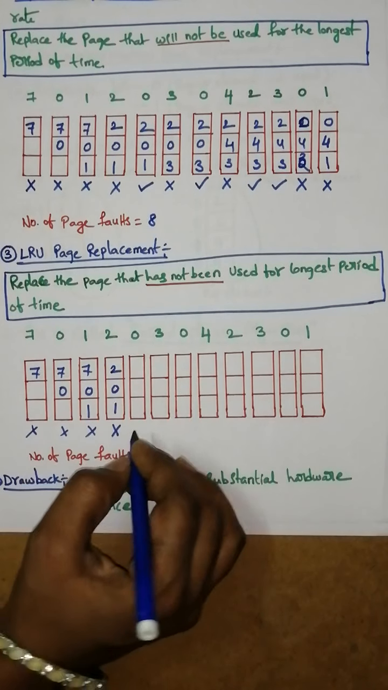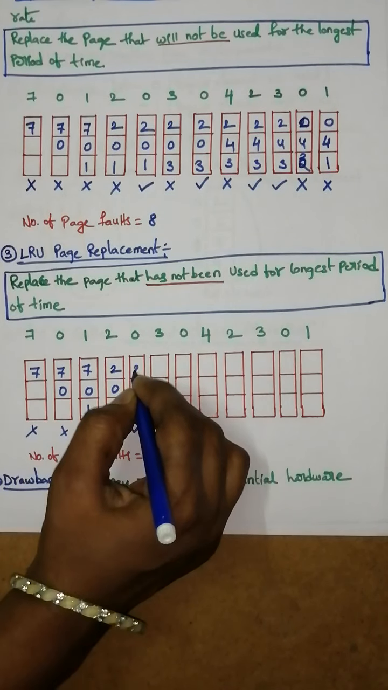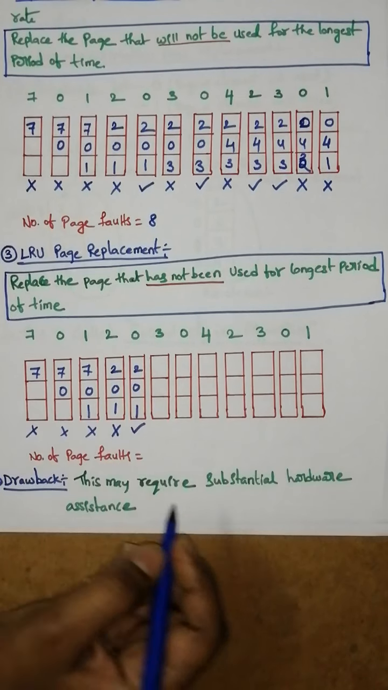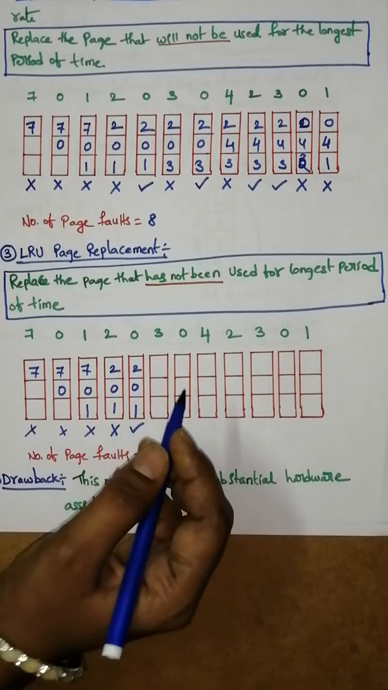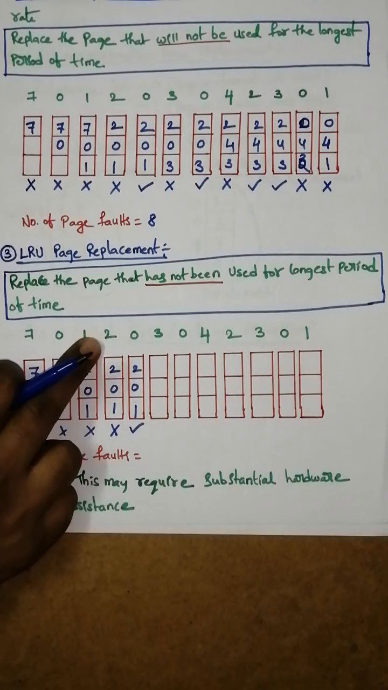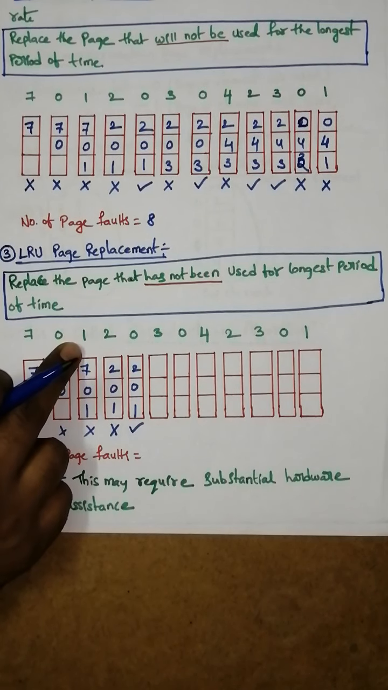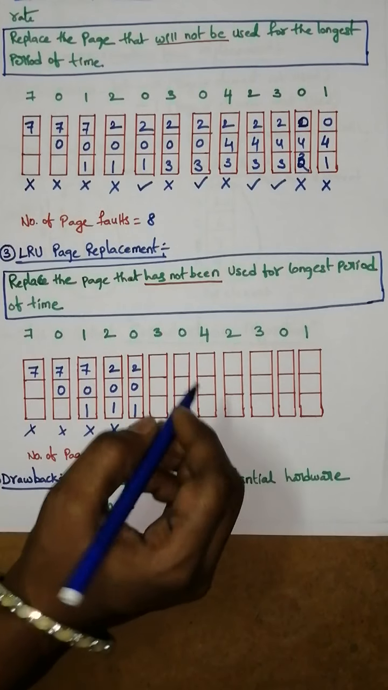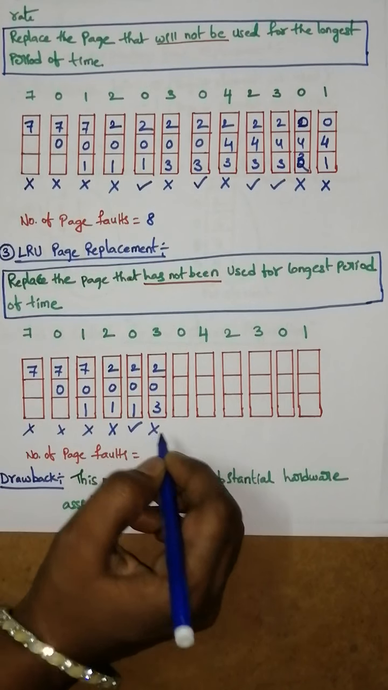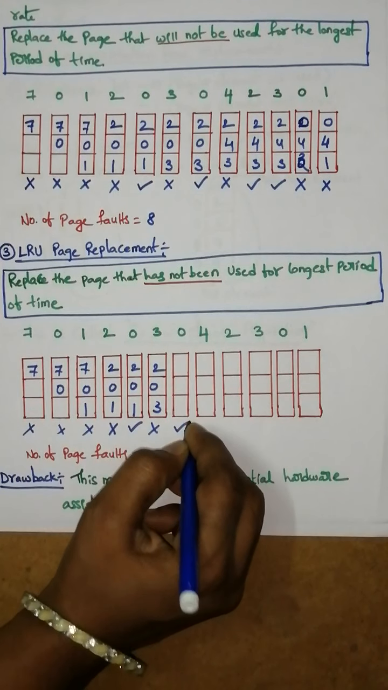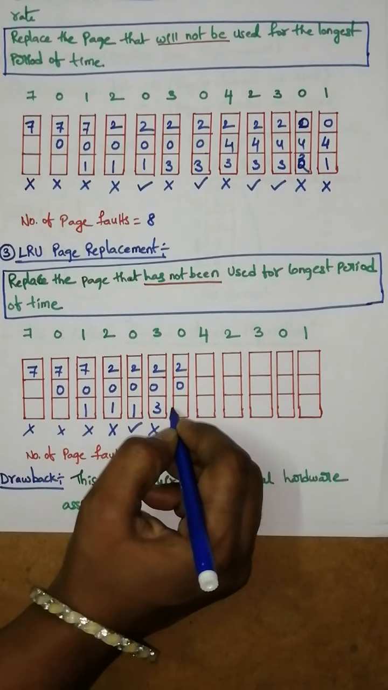Next is 0. 0 is already there, it's not a page fault, so it is 2 0 1. Next is 3. So you have to place 3. 0 is used, 2 is used, 1 is used the longest time ago. So 1 should be replaced. So it is 2 0 3. So it's a page fault. Now 0 is already there, it's not a page fault, so it is 2 0 3.